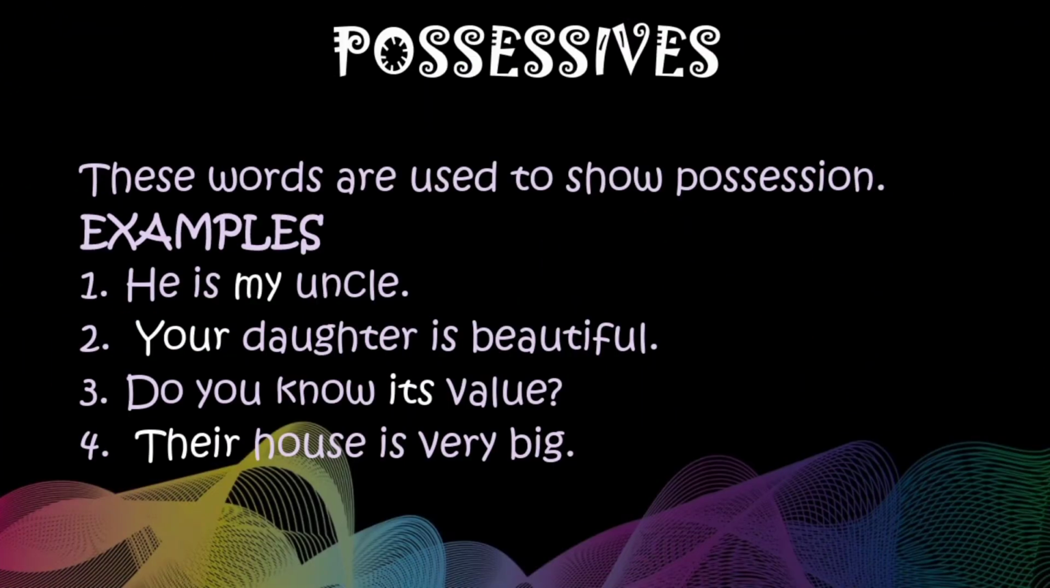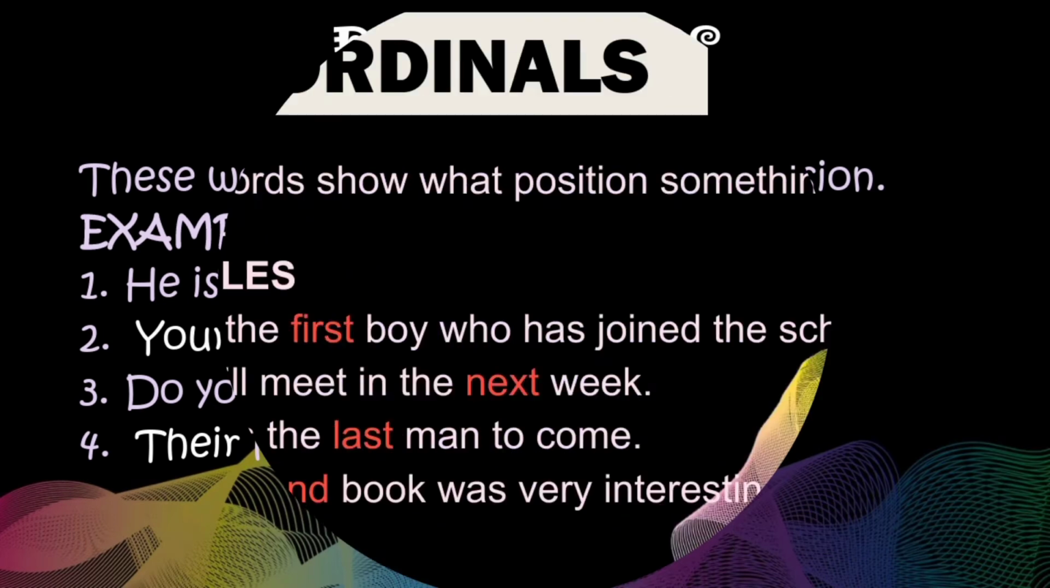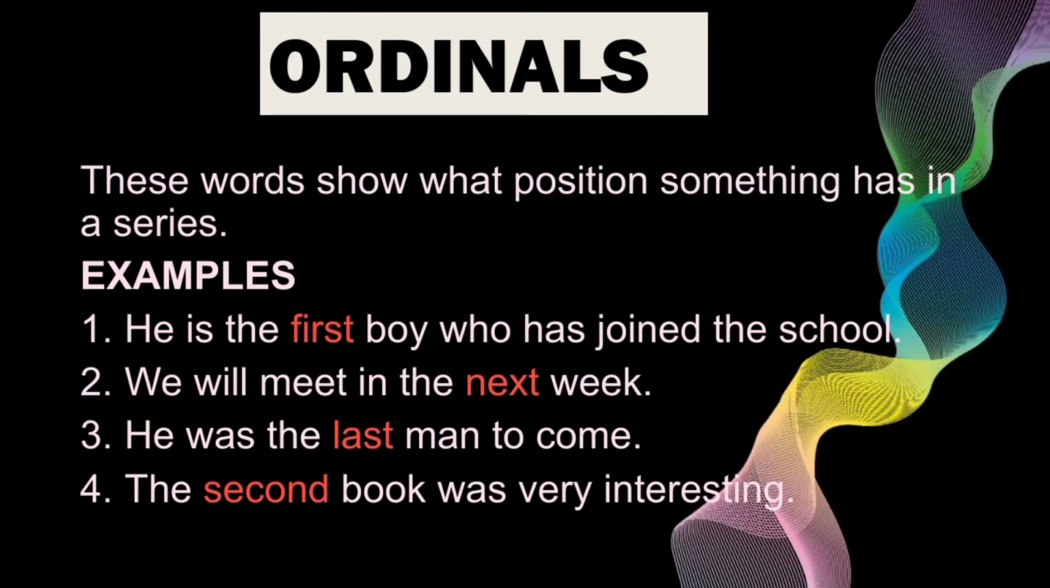Next, we have the possessives. Possessives are the determiners which are used to show possession. Examples we have: he is my uncle. Your daughter is beautiful. Do you know its value? Their house is very big. So, words such as my, your, its, their, all of them show to whom the person or the thing is belonging. Coming to the next kind of determiners, we have the ordinals.